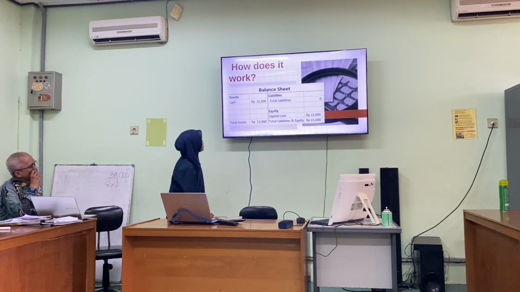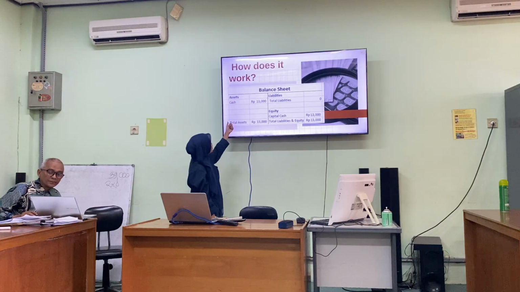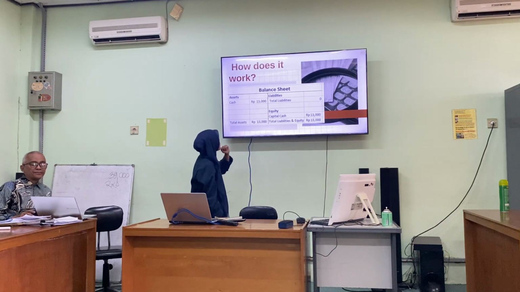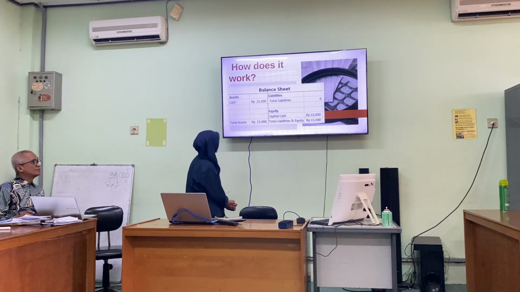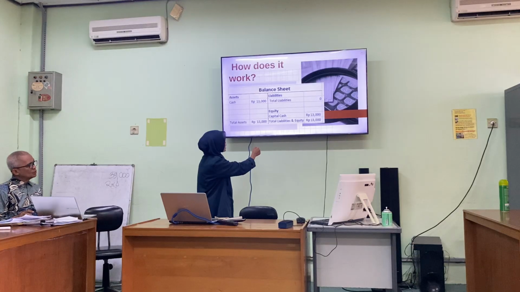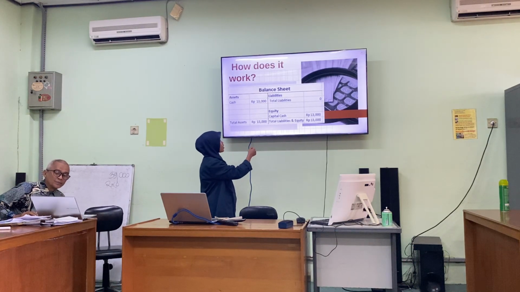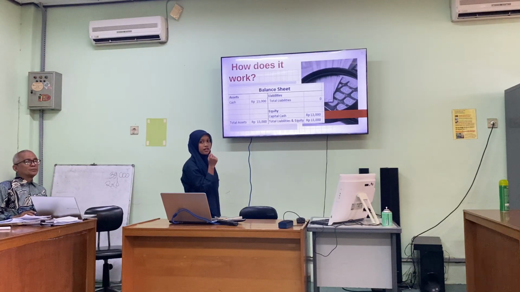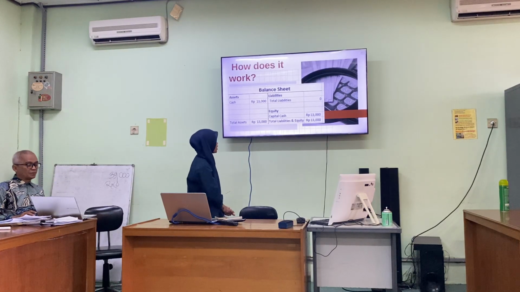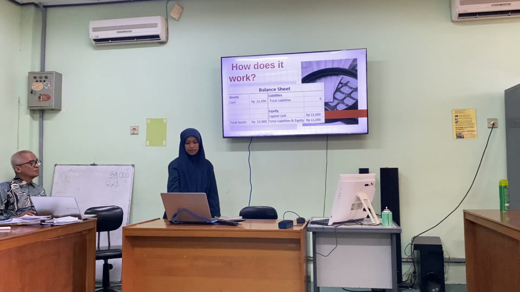Balance sheet. The asset is cash. The month's cash is 13,000 rupiah. For a total, assets are 13,000 rupiah. Liabilities, for a total, liabilities 0. Equity, capital, the amount of capital is 13,000 rupiah. For total liabilities and equity is 13,000 rupiah.